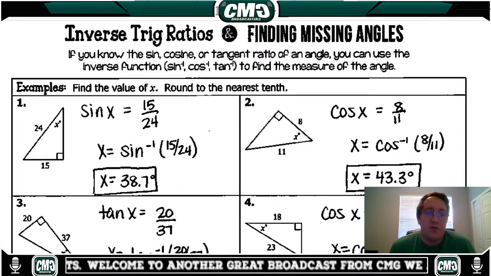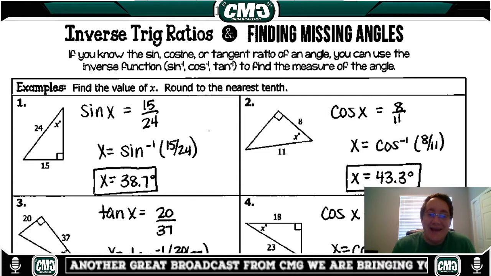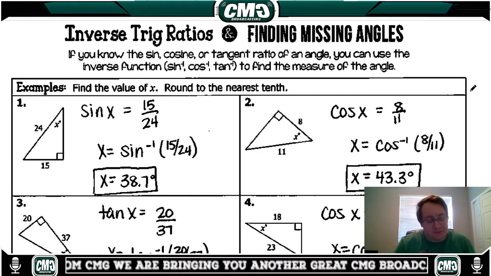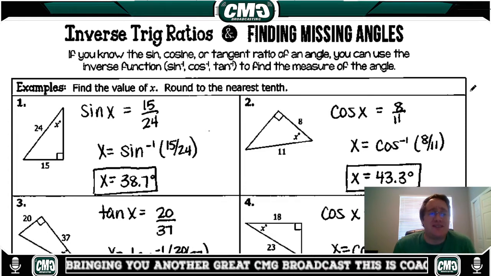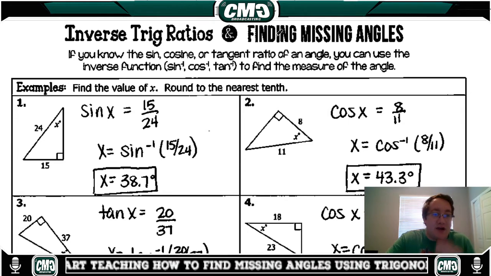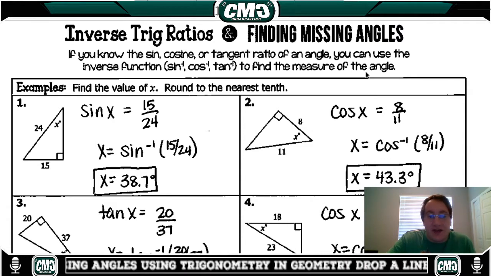Welcome back, everybody. We are going to be going into the next part of trig that we've got in this unit. Now, we've been solving for the sides of these triangles using trigonometry, using sine, cosine, or tangent so far. But as long as you have 2 out of the 3 pieces of information that you're looking for, then you can solve for anything using trig.